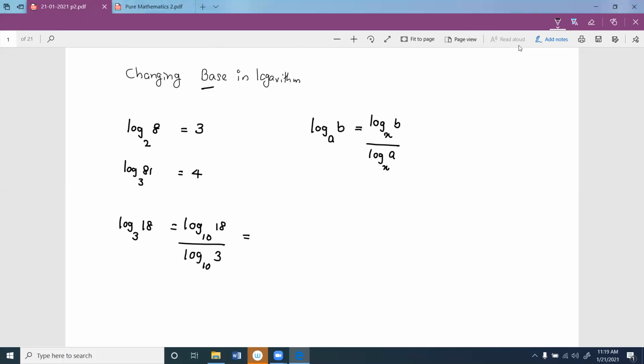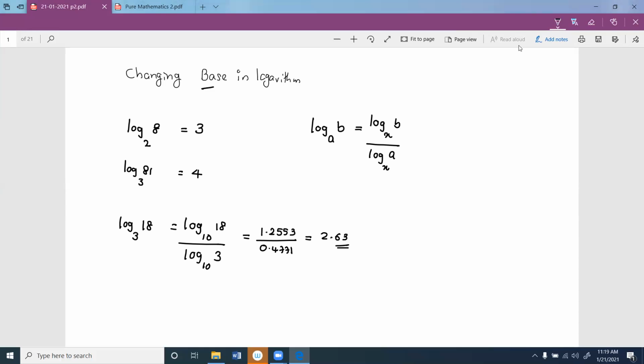So simply you can get this answer. Log 18 turns out to be 1.2553, divided by log base 10 of 3, which is 0.4771. With that you get log 18 divided by log 3, and the answer becomes 2.63. That's the answer for that.